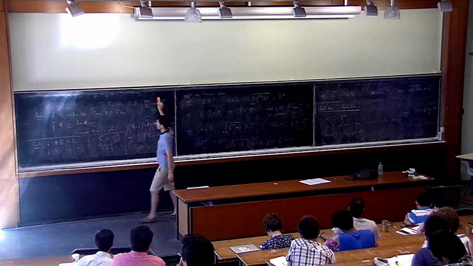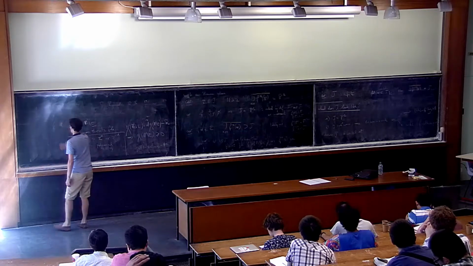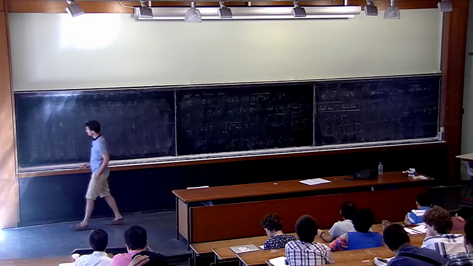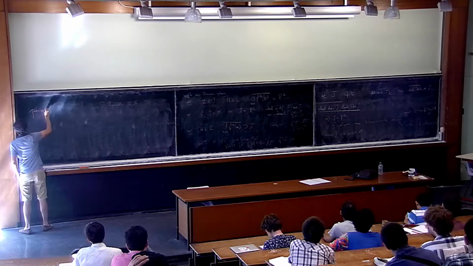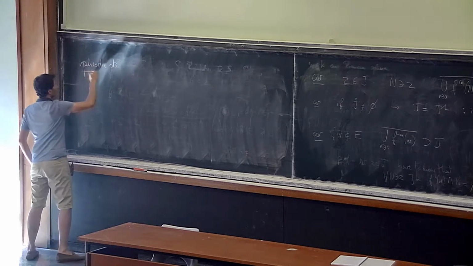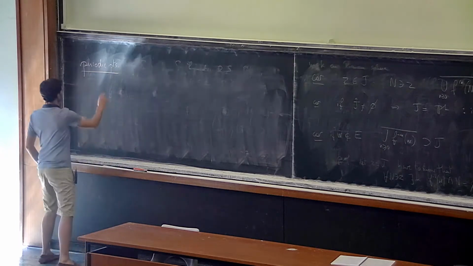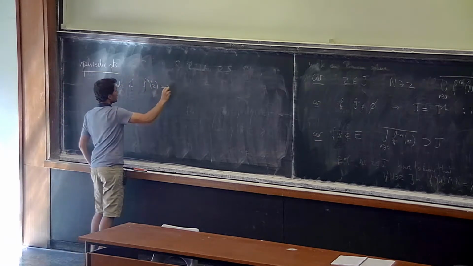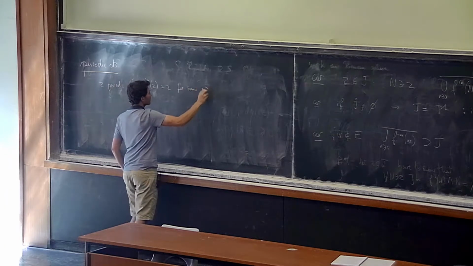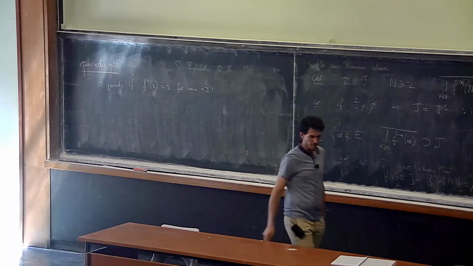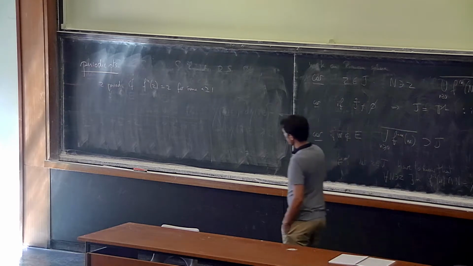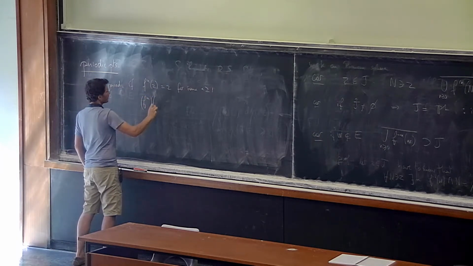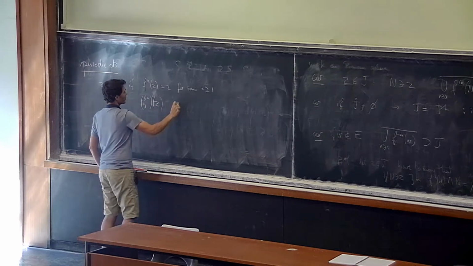Let's say a few words about periodic points. So z is periodic if f^n(z) equals z for some n, and the smallest such n is the period. When you have a periodic point, the important quantity is the derivative at this periodic point, which is called the multiplier.